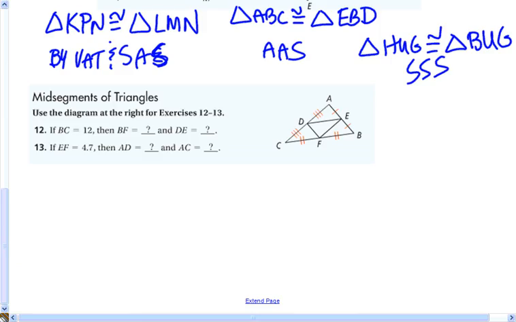All right, to review the mid-segments, if BC is equal to 12, BC being this whole thing right here, if that's 12, then BF is half of that, so that's 6. DE is the mid-segment, that's going to be half of BC also, so that's 6. If EF is 4.7 right here, then AD is the same as that, 4.7, and AC is twice that, so 9.4.